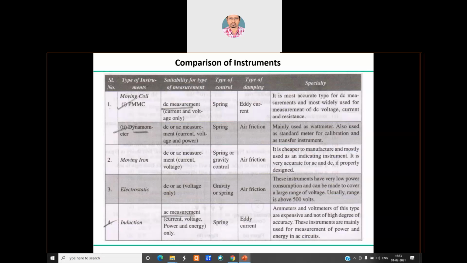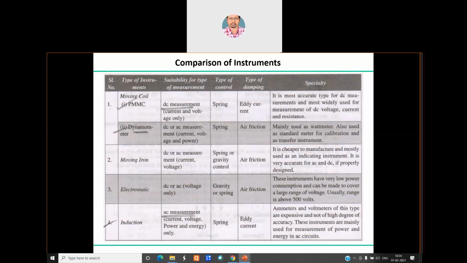Moving iron is a cheaper solution, uses air friction damping, but the control torque can be spring or gravity, depending on whether you are using the repulsion type or the attraction type. It can measure both AC and DC, that is the advantage. Electrostatic can measure both AC and DC. Again, it uses air friction, and spring or gravity can both be used, because you already know there are two different approaches: the linear and the rotatory one. Clear? These instruments have very low power consumption, that is the advantage, and can offer measurement up to the range of 500 volts. That's why they are very suitable for high voltage measurement.